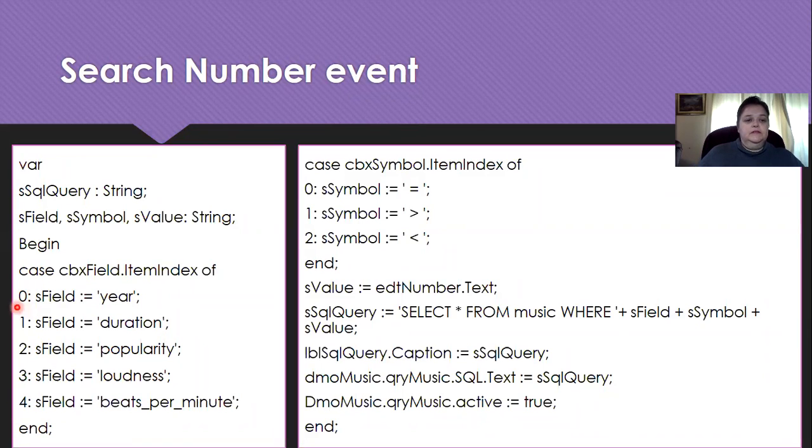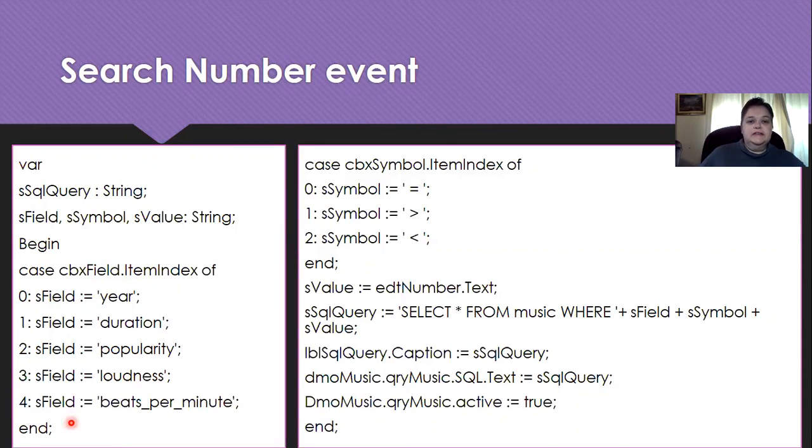So the first field, 0, S field is going to be year. Then 1, S field will be duration. 2, S field is going to be popularity. 3, S field is loudness. 4, S field, beats per minute. So that is my first case statement. Always remember that a case statement has an end but no beginning.